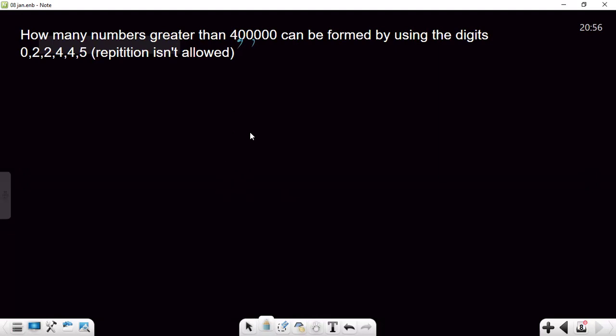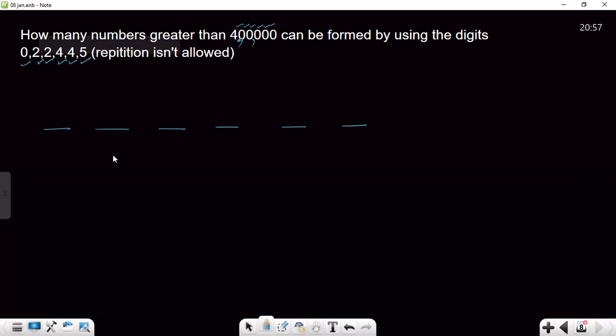So how many places should be there? And how many digits do we have to make? 1, 2, 3, 4, 5, 6. Okay, so we have to deal with only numbers which are having 6 places.